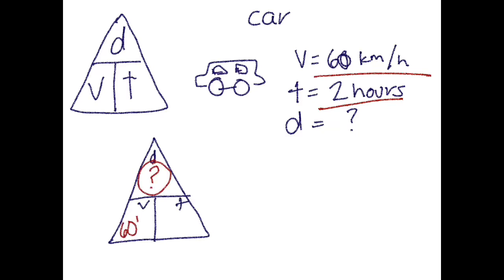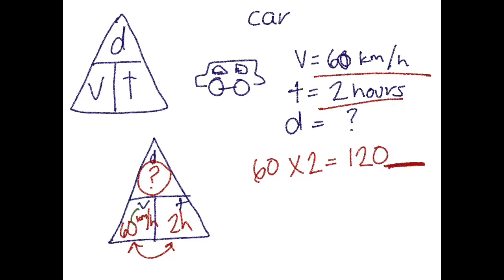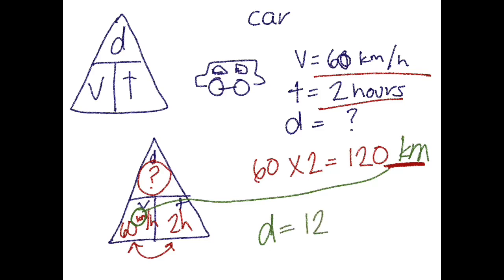I know the speed of the car was 60 kilometers per hour, and it did this during a time of 2 hours. Because there on the bottom, I know I have to multiply 60 times 2. 60 times 2 is 120. 120 what? So I know I have kilometers because my speed was in kilometers per hour. Okay, so my distance is 120 kilometers.